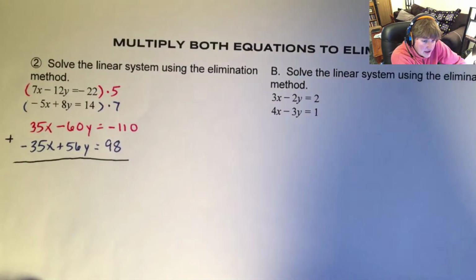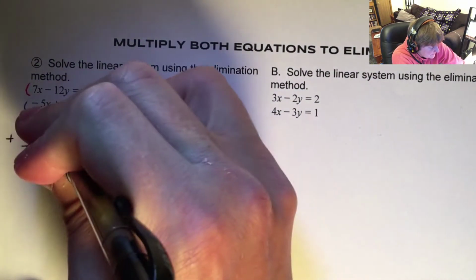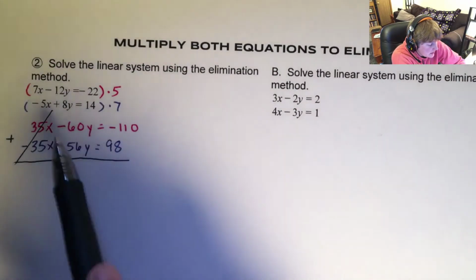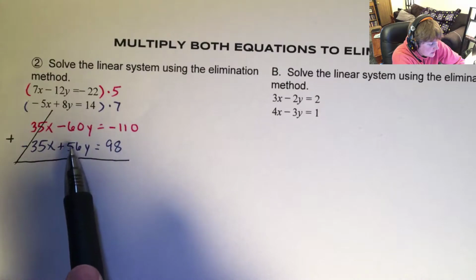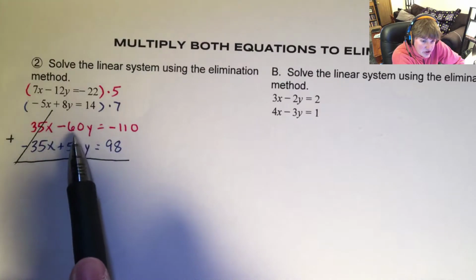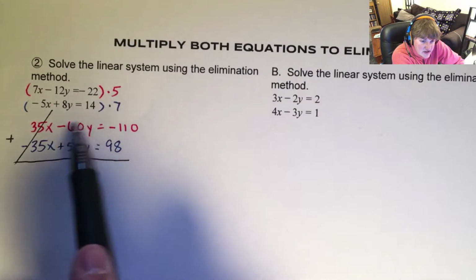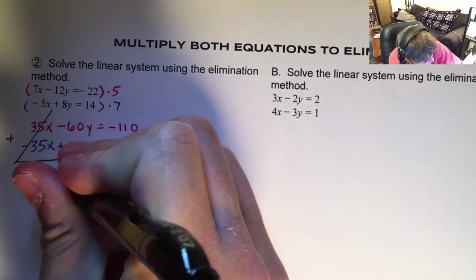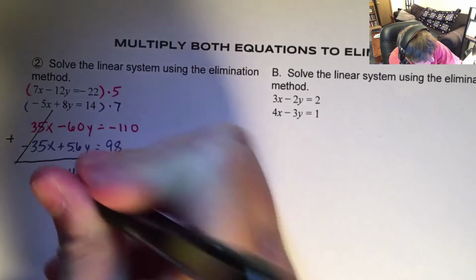35x plus -35x, they cancel out to 0. And then -60y plus 56y. Okay, well, each positive is going to cancel out with one negative here. So there are 4 more negatives in this 60y than there are positives in this 56y. So I know that this is going to result in -4y.